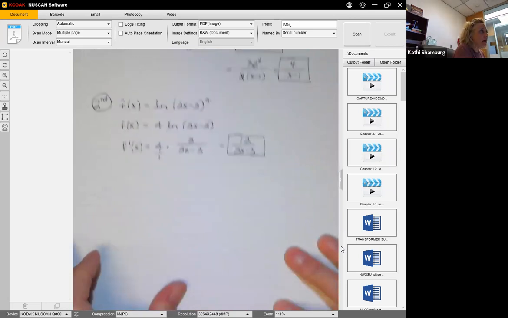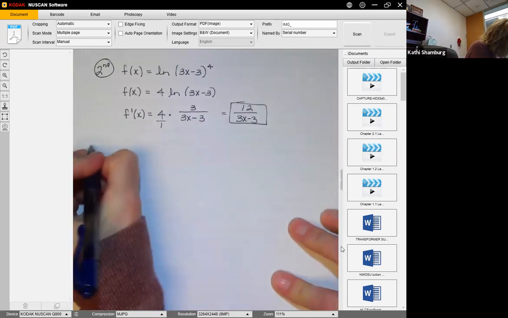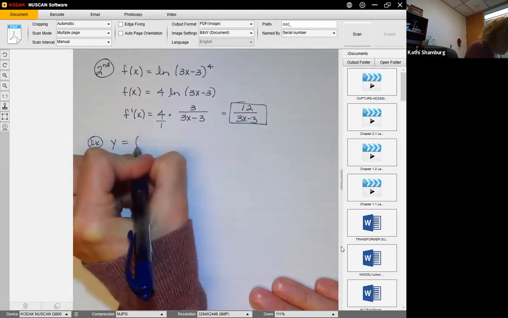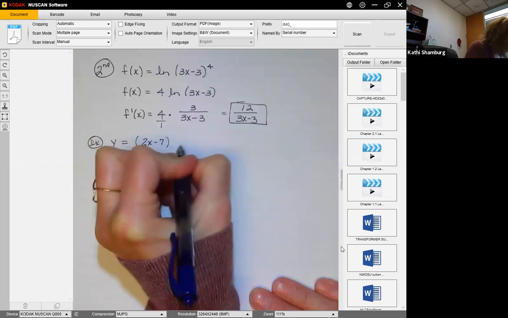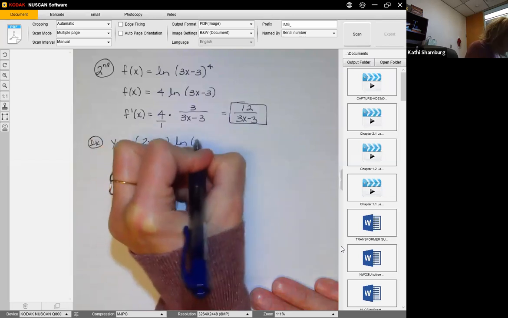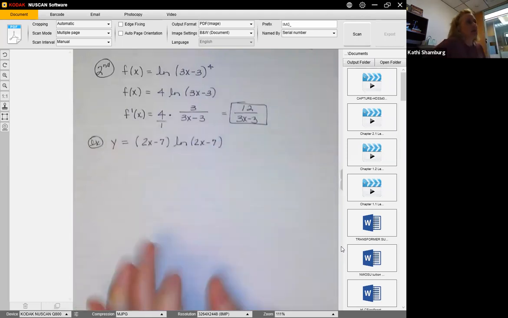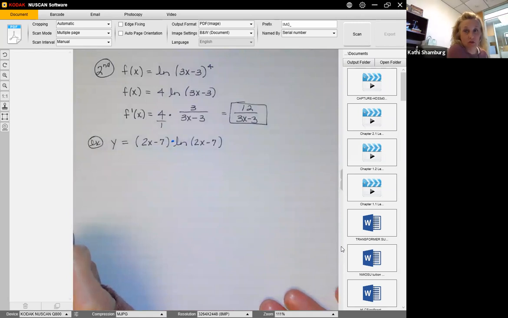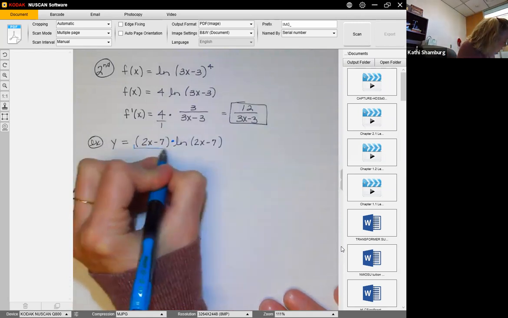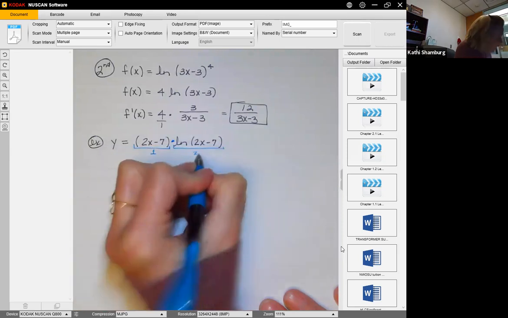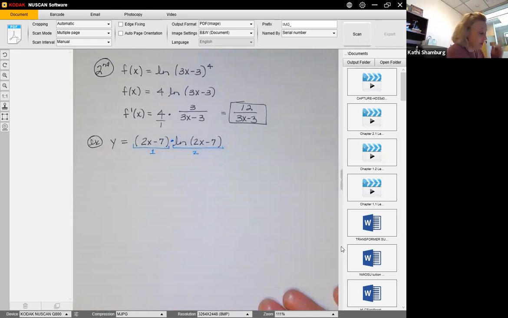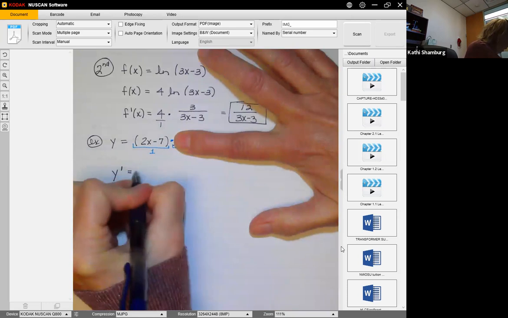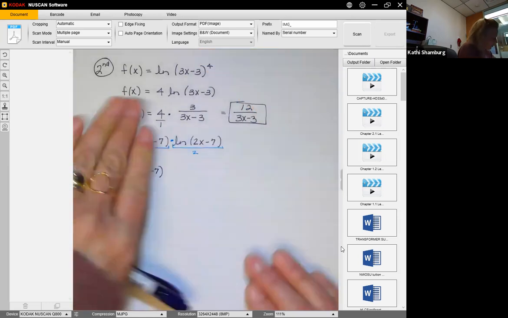Okay? All right. So a completely different example, a different function. y equals (2x minus 7) times the natural log of (2x minus 7). In this, again, you're going to have to be careful and recognize that I'm taking 2x minus 7 times the natural log of 2x minus 7. So here we have 1, 2, and you're going to have to apply the product rule, 1d2 plus 2d1. So 1 times the derivative of 2.